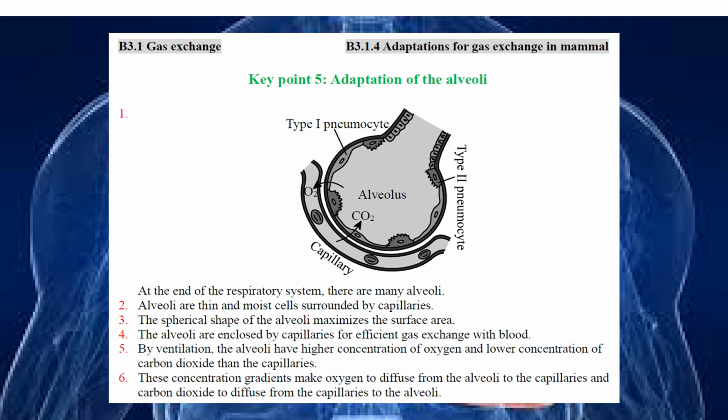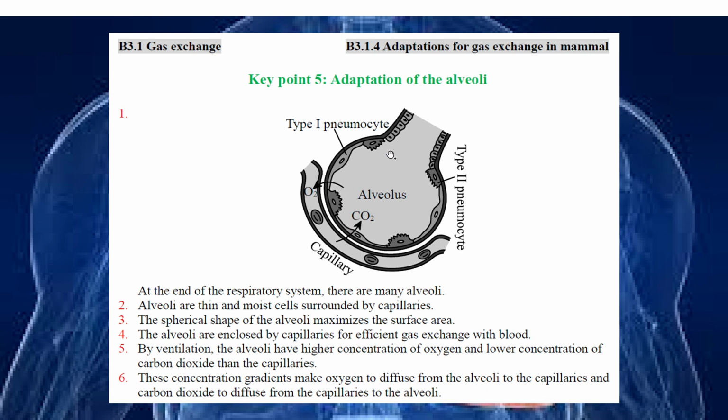And then the adaptation of the alveoli we have talked about. In IBDP we need to learn that there are two types of cells inside the alveoli. Basically, the alveoli has a sphere shape to maximize the surface area, and also it is very thin, a few cells thin, so that the carbon dioxide and oxygen can diffuse through it to the capillary easily and quickly.